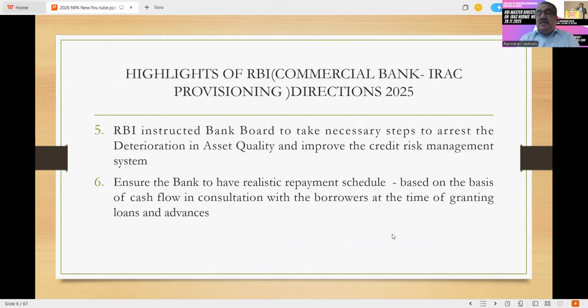Also, another thing is they have given clear instruction that the repayment of the loan should be realistic. Previously there were some unrealistic repayment schedules fixed by the banks. Now they say that a realistic repayment schedule should be fixed by the bank based on the cash flow in consultation with the borrowers at the time of granting loans and advances. So it is a clear instruction that the bankers have to consult the borrowers, and based on the funds generated from the project, they have to fix the cash flow. Based on the cash flow arrived, the realistic repayment schedule has to be fixed.